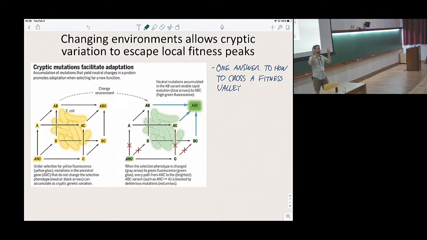And this is, quote, cryptic variation, yet another word that's used for this. From some of those, like the AB genotype, as long as you neutrally get over to the AB genotype while the world is selecting for yellow, now when you move to a world selecting for green, it's simply an uphill climb from there, mutation C, and you're bright green. Right? So it relates to these same concepts.